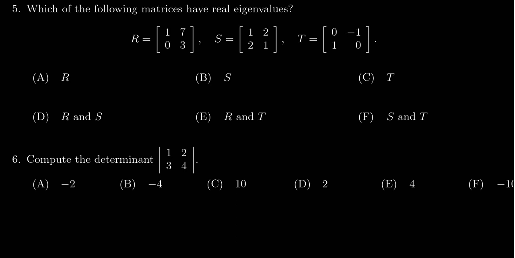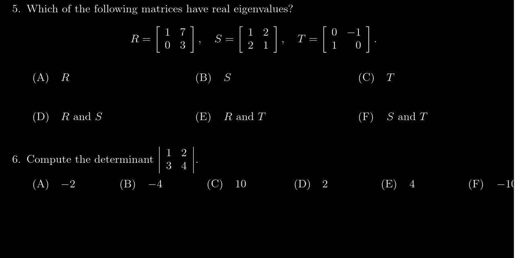In this video, we're going to provide the solution to question number 5 from exam 3 for math 2270. Which of the following matrices has real eigenvalues? There are 3 matrices provided, R, S, and T. We have to decide which of them have real eigenvalues and which ones do not.